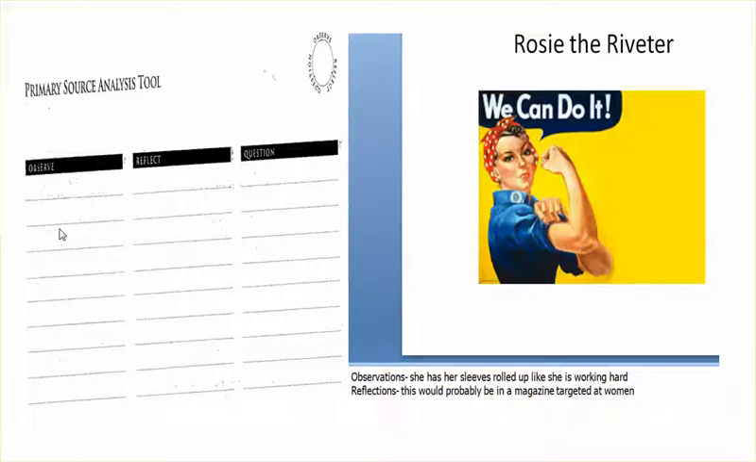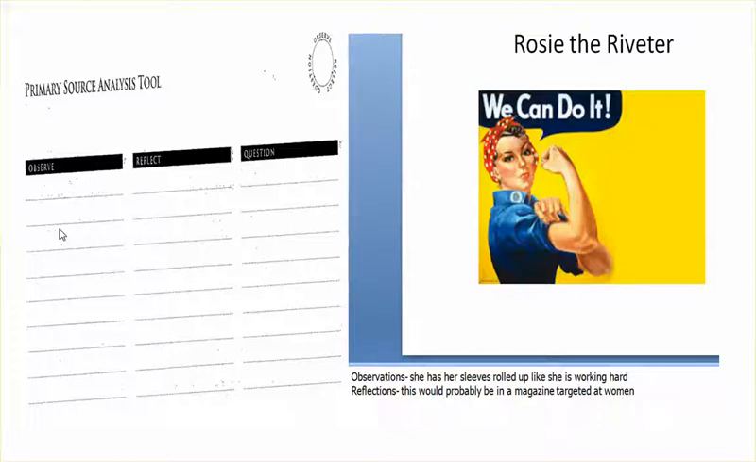So one of the observations I always get with Rosie the Riveter is she's got her sleeves rolled up. So you see down in the notes part, that's where the instruction will be for them to put down in the notes section their analysis. So the observations will be there and also the reflections. The questions will also be there. I hadn't put that on there, but they'll also do it.